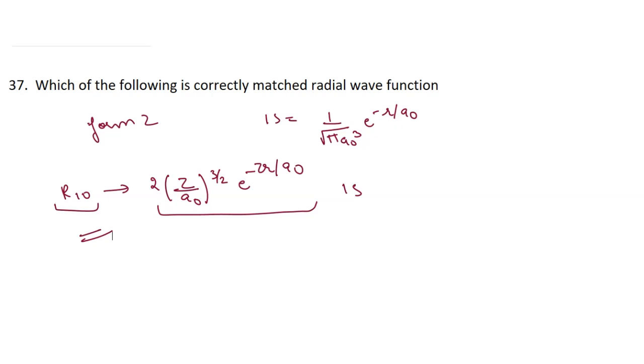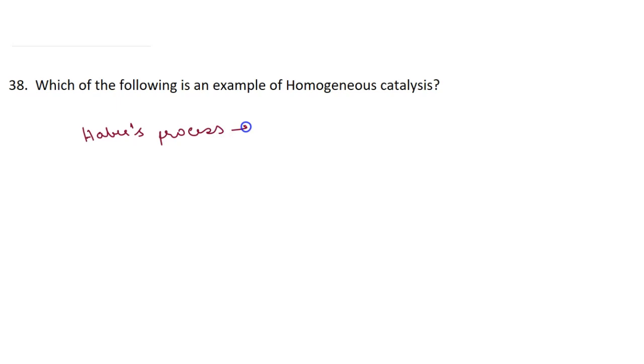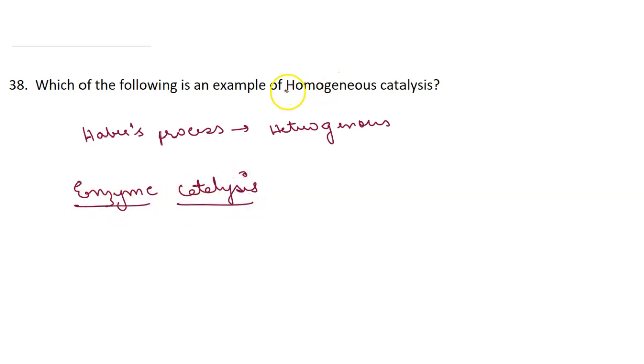Moving to the next question. Which of the following is an example of homogeneous catalysis? The options given were Haber's process, and we know that this is a heterogeneous catalysis. Another was hydrogenation of vegetable oil, that is also a heterogeneous process, and the correct option was enzyme catalysis. Enzyme catalysis is an example of homogeneous catalysis.